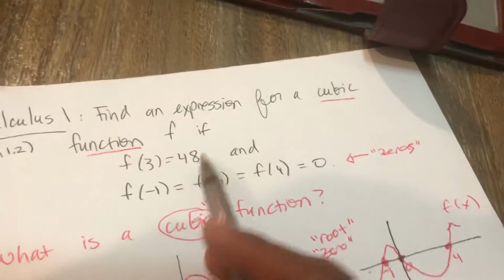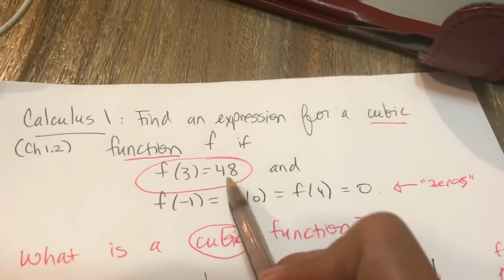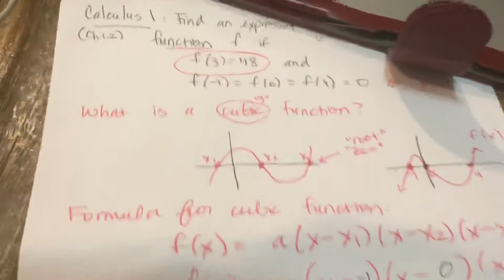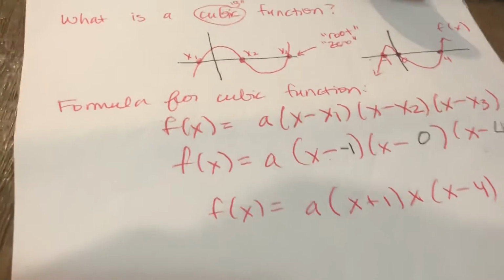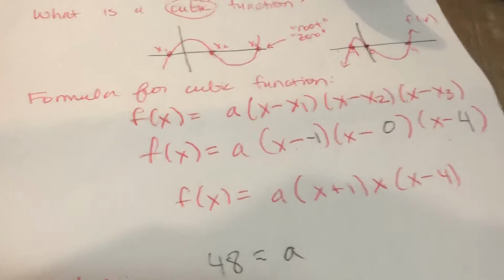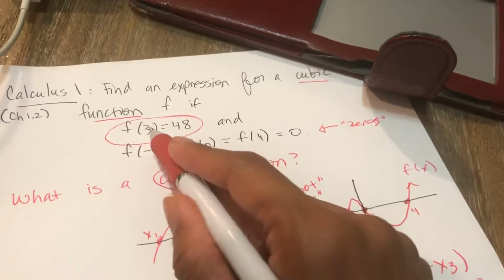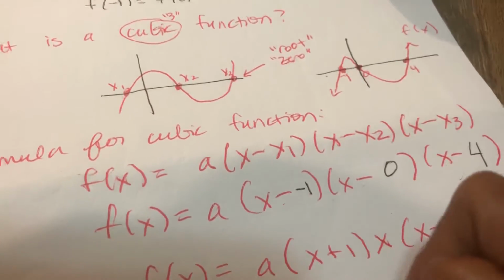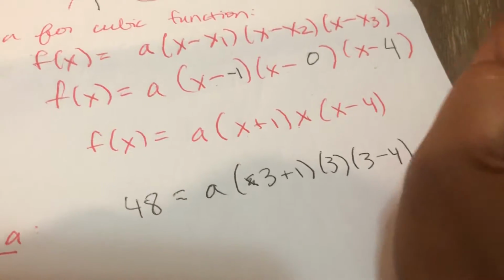So to find out what a is, we are given another clue. That clue is f of 3 is equal to 48. That means when the x value is 3, the y value is 48. So I'm going to plug in 3 for my x's, and 48 will be the function value right there. So I'm going to have 48 is equal to a, which is what I don't know, times, inside here, instead of x, I'm going to put 3: 3 plus 1, then x again, which is the 3, and then 3 minus 4.